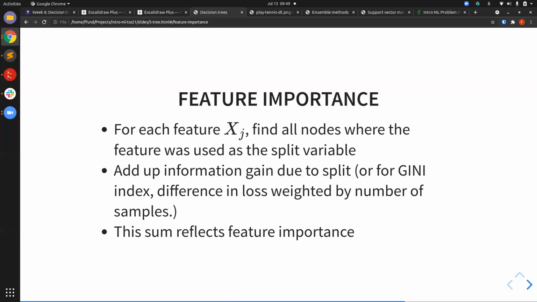Another advantage, besides the runtime being only on the order of the tree depth, is that you also have a very interpretable result. So you know exactly why you made the decisions you made. And you can also get some measure of feature importance. If a feature was used very often for splitting, that tells you it's really useful for predicting the target variable. You can get a measure of feature importance by adding up the information gain due to the split at every node where that feature was used to split. That's a good estimate of how important that feature is, relatively speaking.